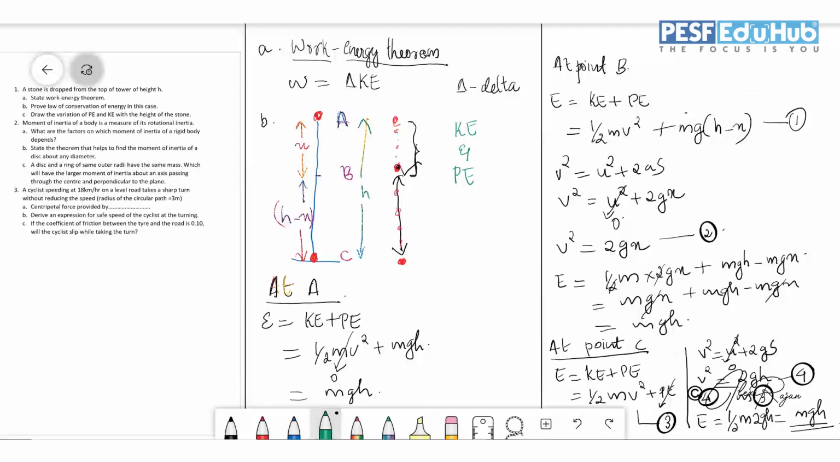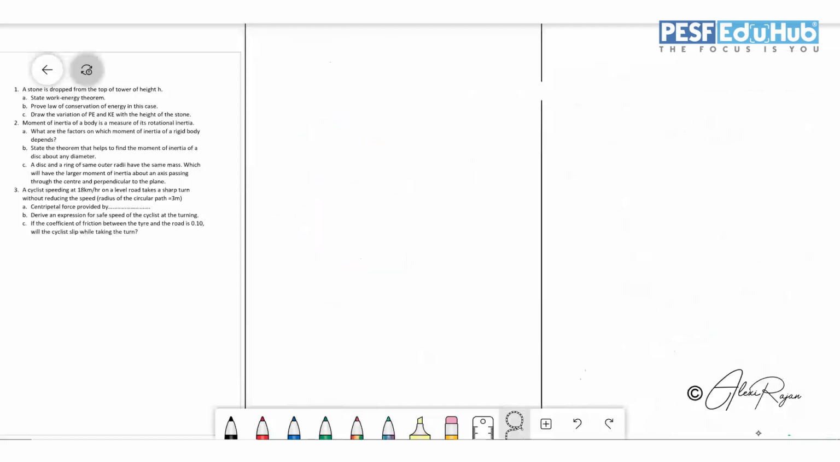That means here you can see that in the first case you are getting mgh, and in the second case also you are getting mgh, third case also you are getting mgh. That means in all three conditions, if the ball is thrown from a particular height or dropped from a particular height, at 3 points I am getting the same total energy, and the total energy is equal to the sum total of kinetic energy and potential energy. This is how you prove that yes, the energy is conserved in the above case.